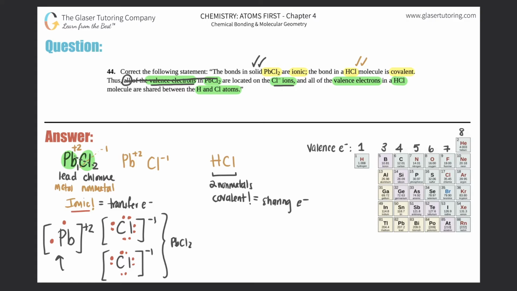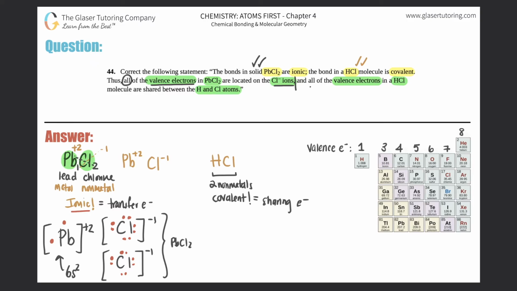Not all of the valence electrons are located on the Cl- ion. You could say majority are located on the Cl- ion, but Pb still has 2 valence electrons. And these valence electrons come from the 6s2 subshell if you guys were doing electron configuration, but 2 nonetheless. So that's how we would correct the first part. Now let's look at the next part.